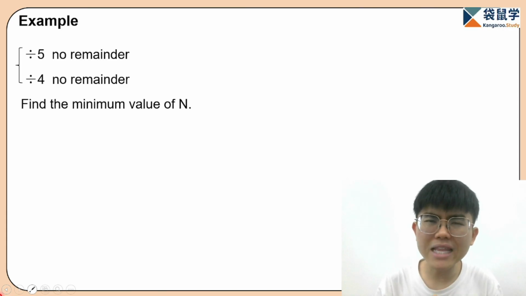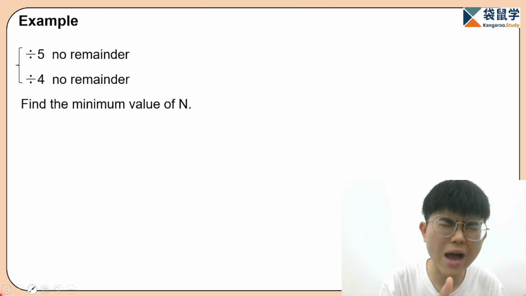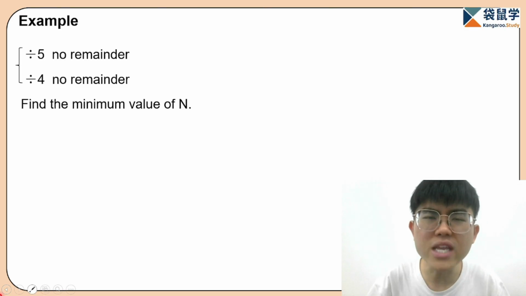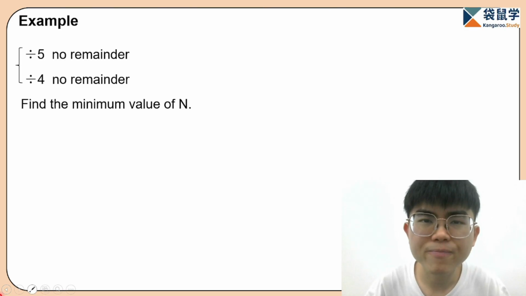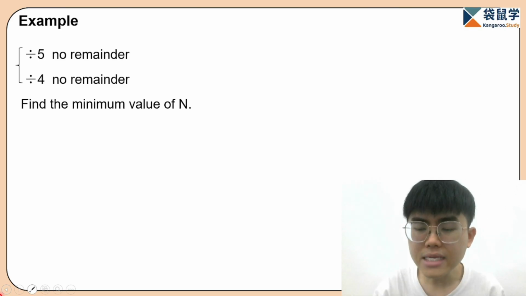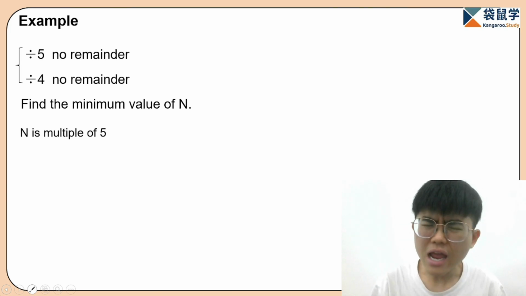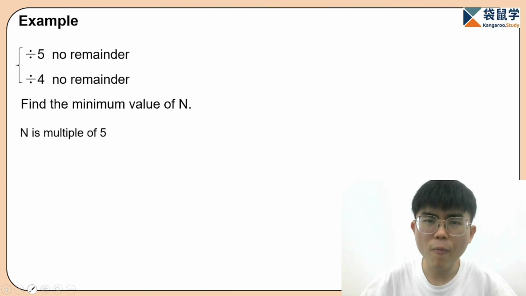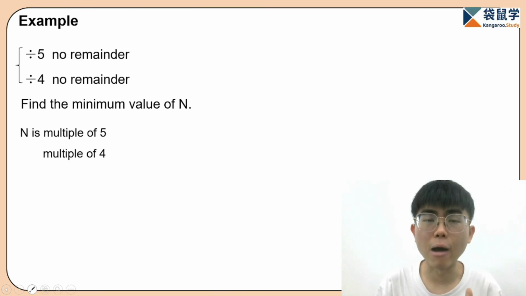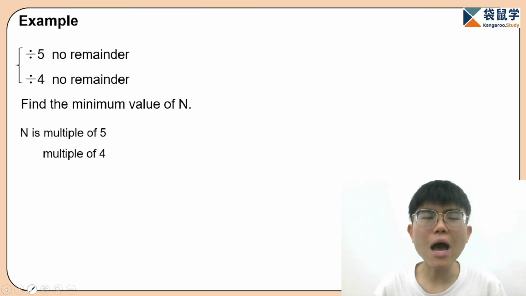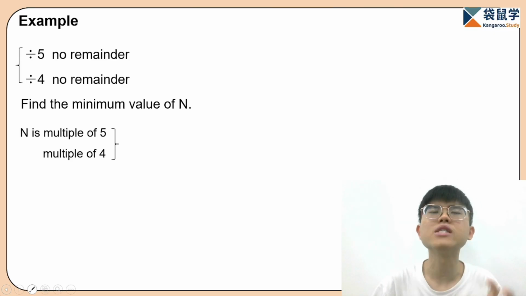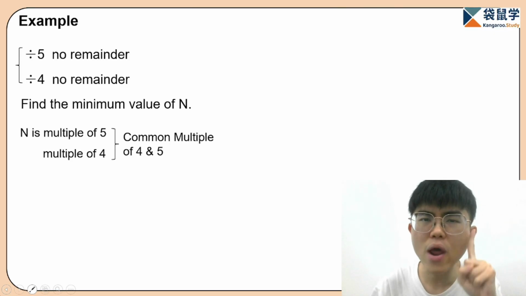So in this case, we say that there is no remainder, which means that n is divisible by 5 and also 4. Everyone, what is the relationship of our dividend n to the divisor 5? N is a multiple of 5. And what is the relationship of dividend n to the divisor 4? It is a multiple of 4. So now that we know about these two conditions right here, what we are trying to find is just the common multiple of 4 and 5.